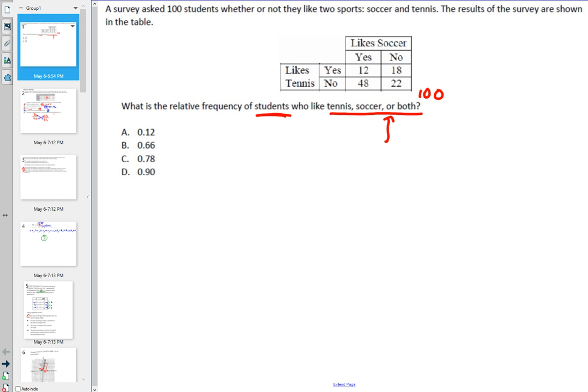There's 100 total. So if we're allowed to like tennis, soccer, or both, okay, well this is the both. These are the ones that only like tennis but not soccer, and these are the ones that like soccer but not tennis. The only people who are being excluded here, the only people who are not part of what we're looking to count, are the ones that don't like anything. Those 22. So then how many here qualify? 78 out of 100 would qualify, which is 78.